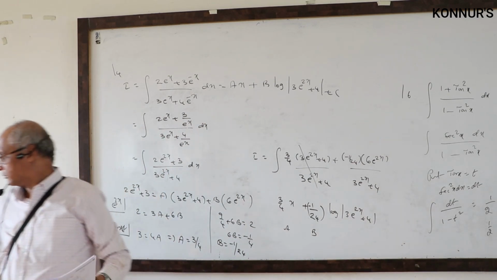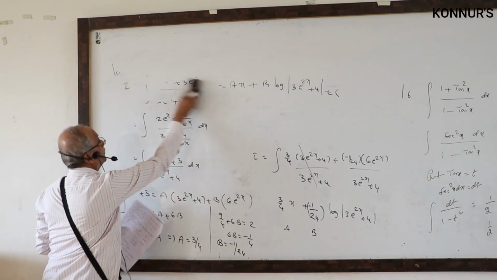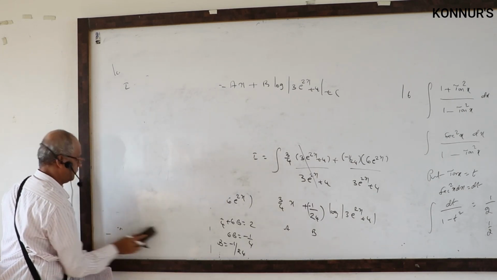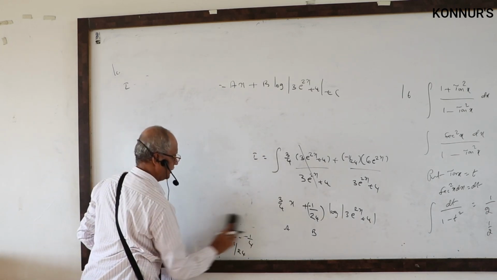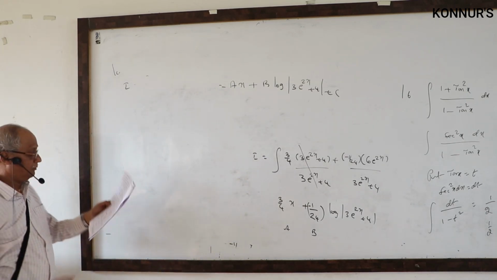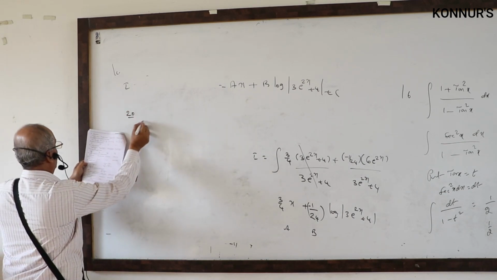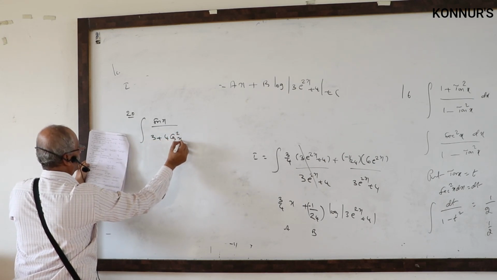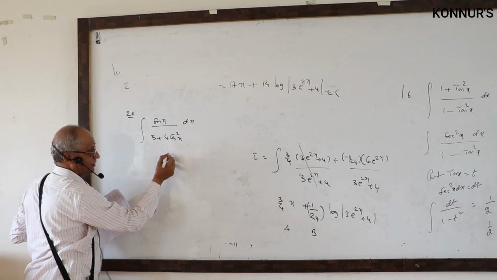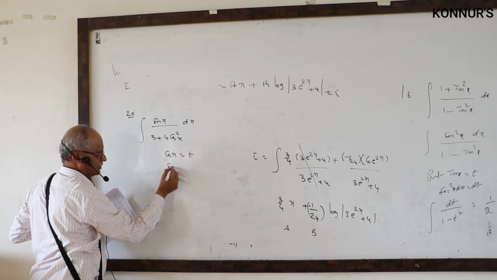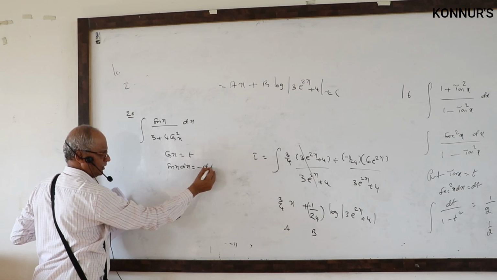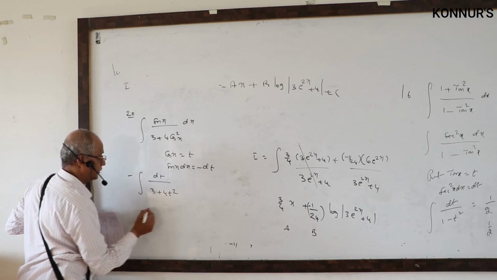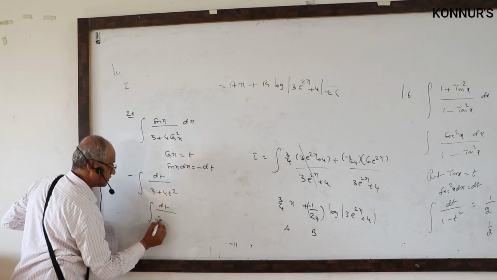Problem number 20, easiest problem, simple to finish. Very, very ordinary problem, first level ordinary problem. First level means when you see the problem, the immediate answer is there. Integral of sin x by 3 plus 4 cos square x. What is the immediate first level? Cos x equal to t. Then minus sin x dx is dt. Therefore minus dt by 3 plus 4t square.